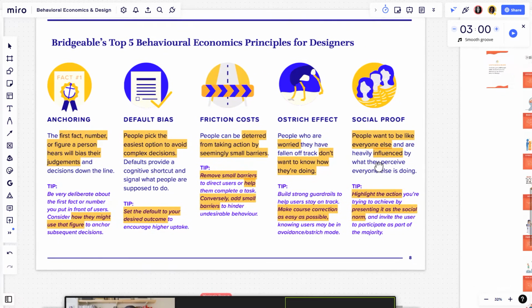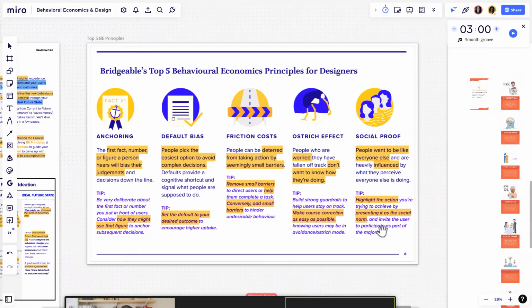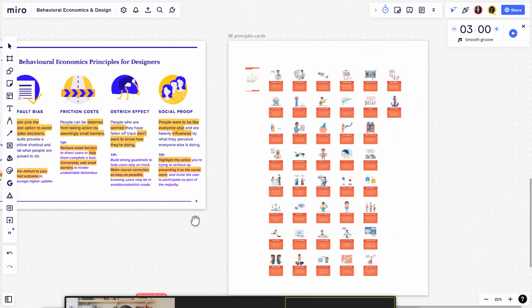And finally, social proof. People want to be like everyone else and are heavily influenced by what they perceive everybody else is doing. People want to belong, they want to feel accepted. In that sense, we can use this principle to highlight an action that we want our users to accomplish by showing them that many other people are doing that action, and that if they want to be part of the club, they could join it by taking that action. So these are five common behavioral economic principles that describe the behavior of many users.